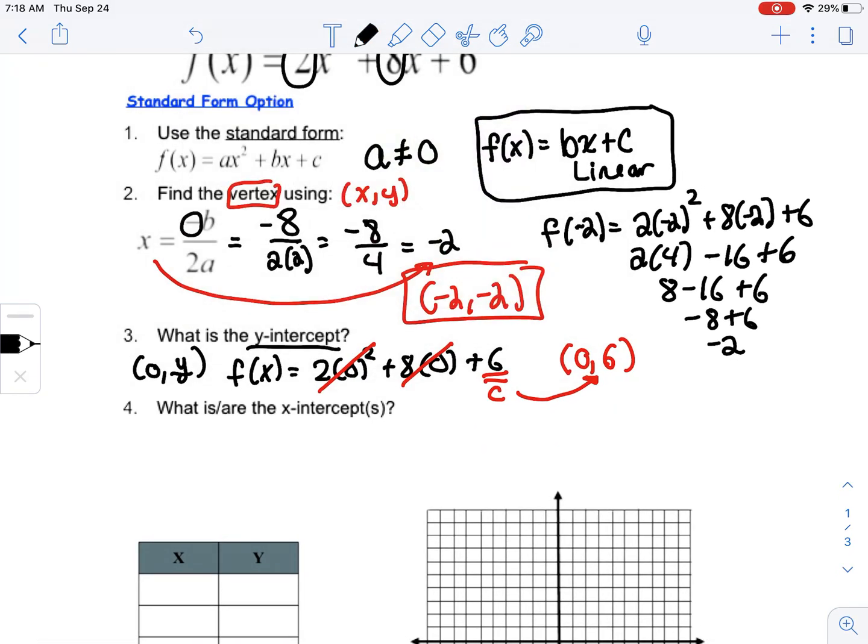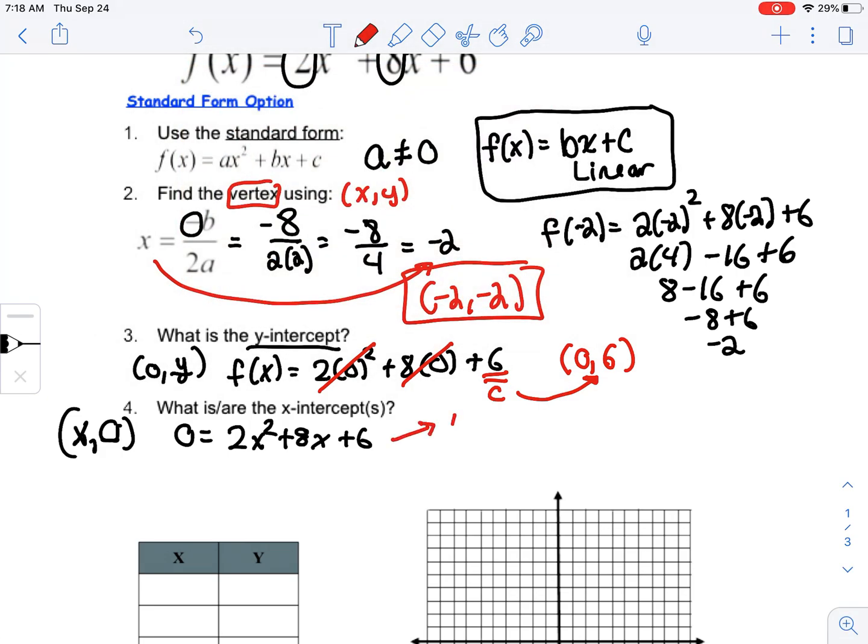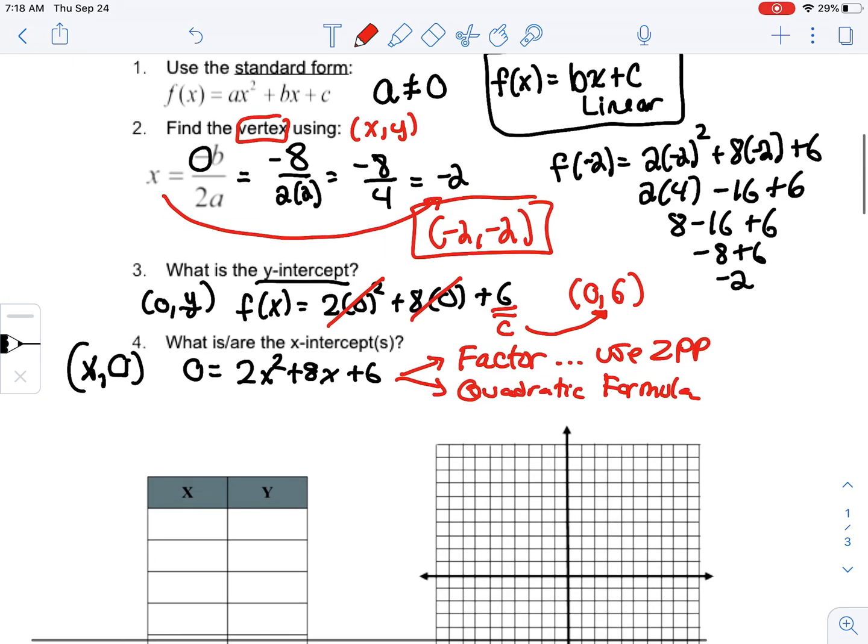Now, in terms of the x-intercepts, when we're finding an x-intercept, we have to look for the x values where the y is 0. So essentially, we're plugging in 0 for y, and we're going to be solving this equation. Now, since it's a quadratic equation, we can solve it one of two ways. We can try to factor the equation and then use the zero product property, or we can use the quadratic formula if factoring is not an option. So in this one, I believe that we can factor it.